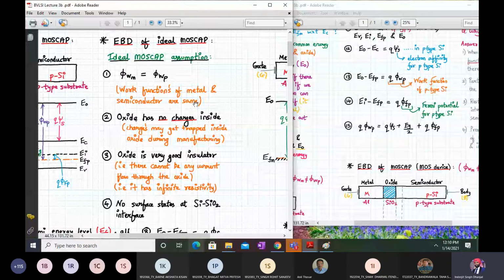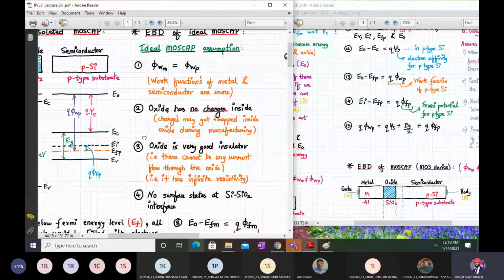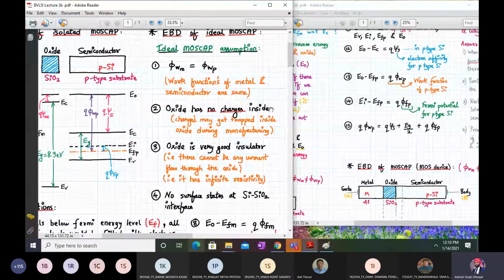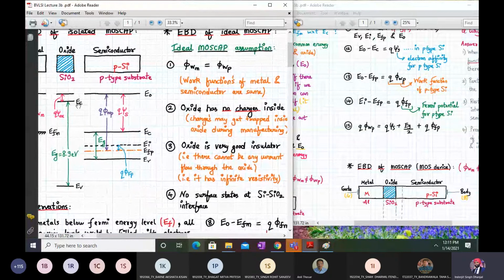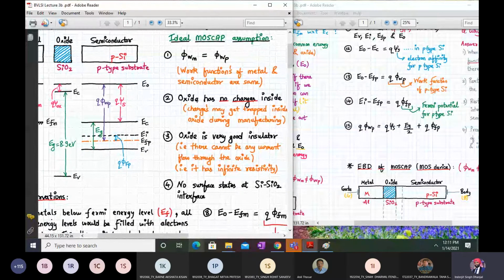This is one of the assumptions. Then the second assumption is oxide has no charges inside. So in the oxide layer also there might be charges which get trapped during manufacturing. So for an ideal MOS cap, we are assuming that oxide has no charges inside. Now, third point is oxide is a very good insulator. Okay, so that means there cannot be any current flow through the oxide. That means it has infinite resistivity, oxide layer.